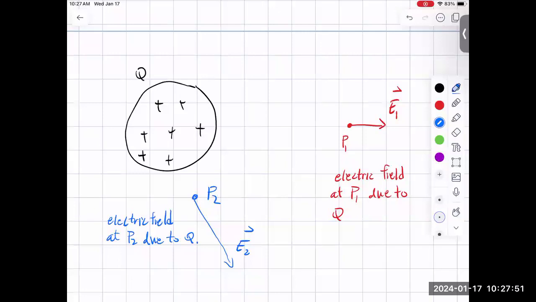Okay, and the position of P2 is in a different orientation than P1, and so I've drawn this electric field as having different directions at these 2 points.